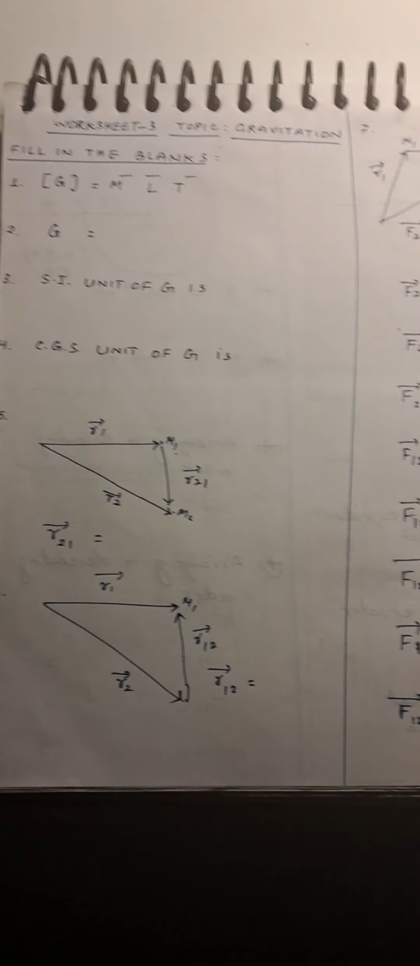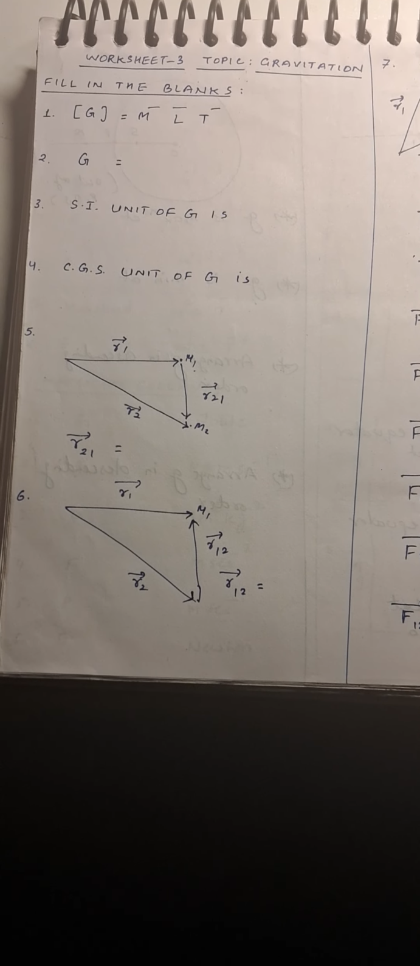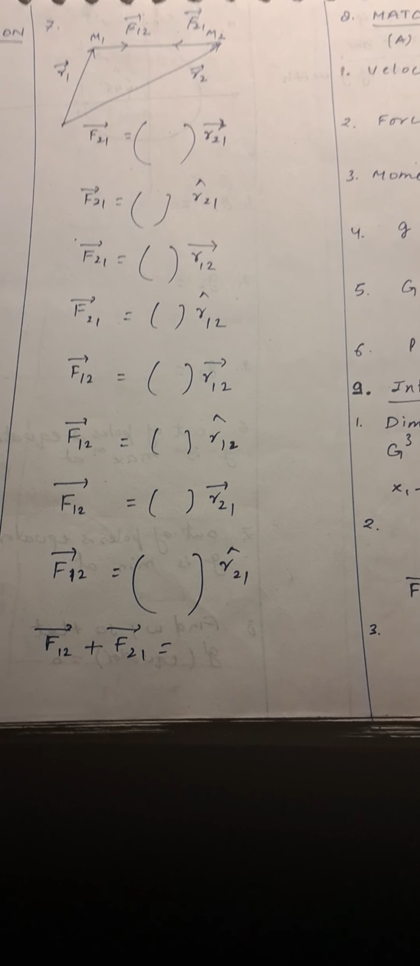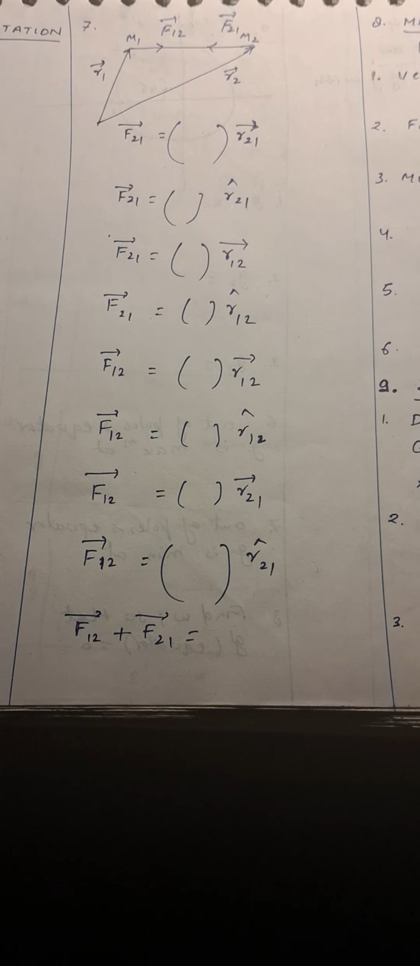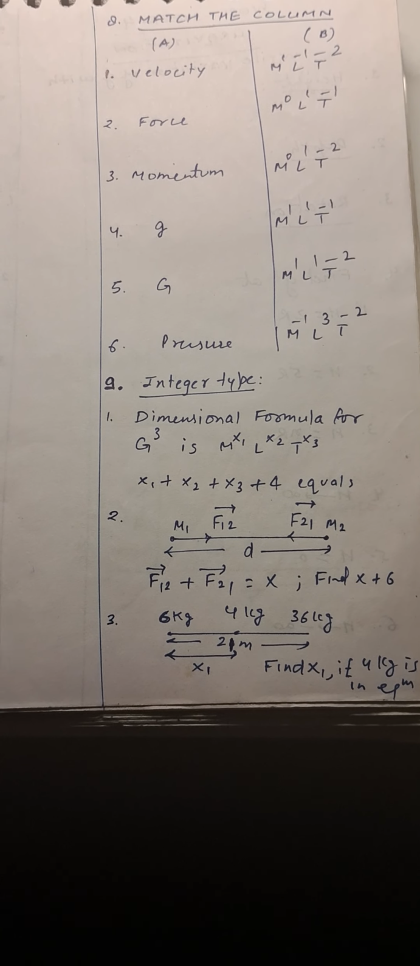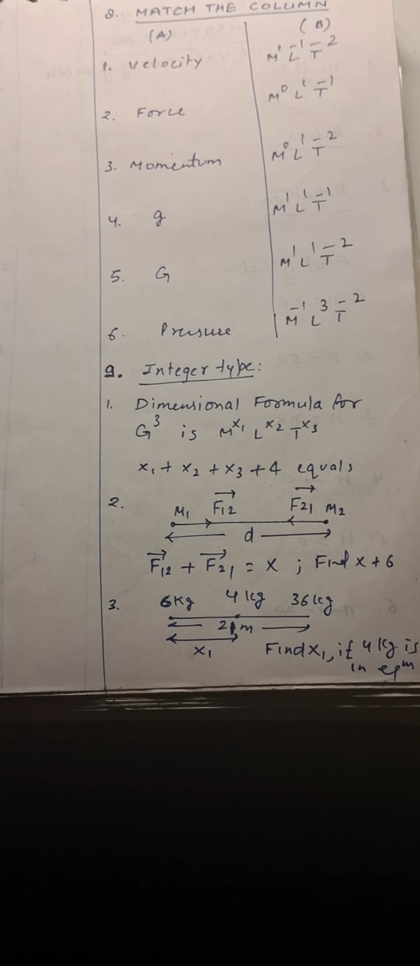Here is another worksheet on the topic of gravitation. Basically on the unit dimensions of gravitation constant. Then some problems on the vectors. Then the problem on vector form of gravitation law. Then here are the match the column based questions on the dimension of various physical quantities, and there are certain integer type questions also.